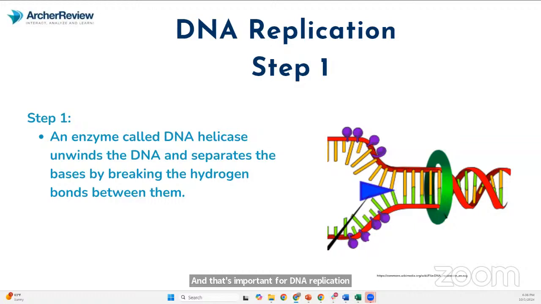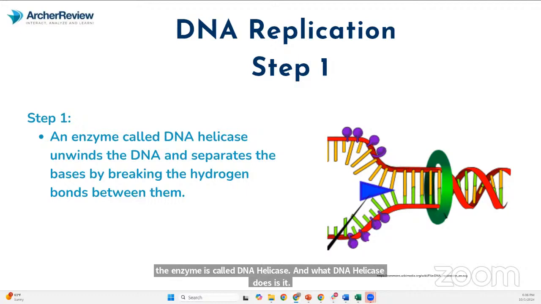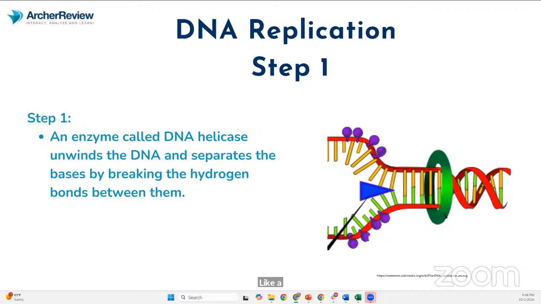So DNA replication, we're going to look at in a 2-step process. The first step involves an enzyme. Remember, enzymes are our proteins. And the enzyme is called DNA helicase. And what DNA helicase does is it acts like a zipper pull, and it unwinds the DNA and separates the bases. So it's separating the A from the T and the C from the G by breaking those weak hydrogen bonds.